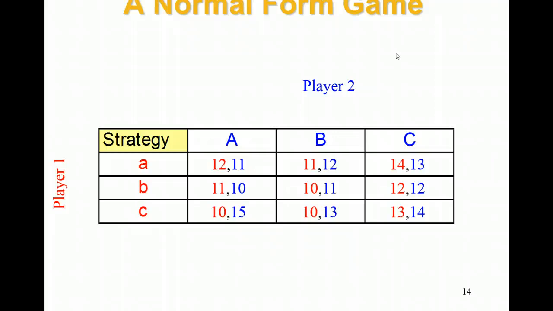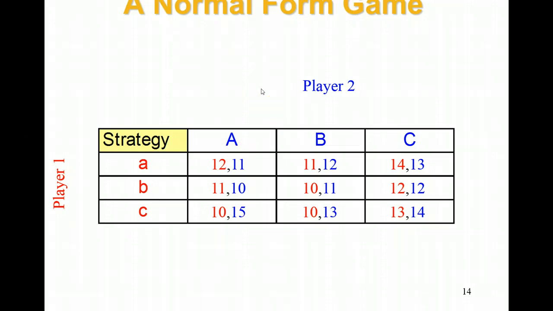You'll be amazed, some students will try to read a matrix like this from both players' perspectives at the same time, and they get confused. So step 1, choose who you are. Okay, let's say we're player 1. Step number 2, choose a strategy for your rival. So as player 1, I'm going to assume that, let's say, player 2 chooses the capital A strategy.